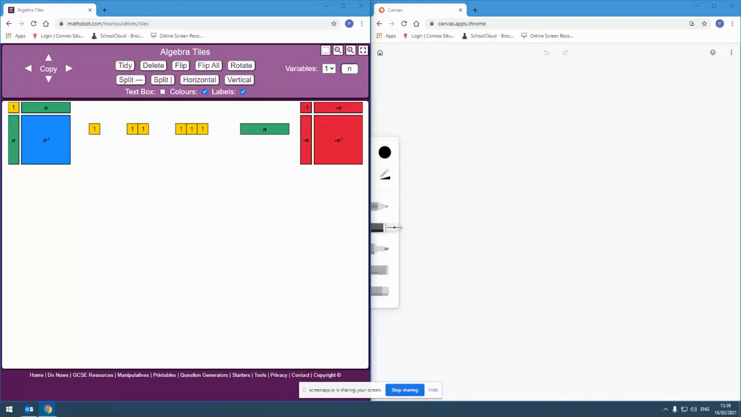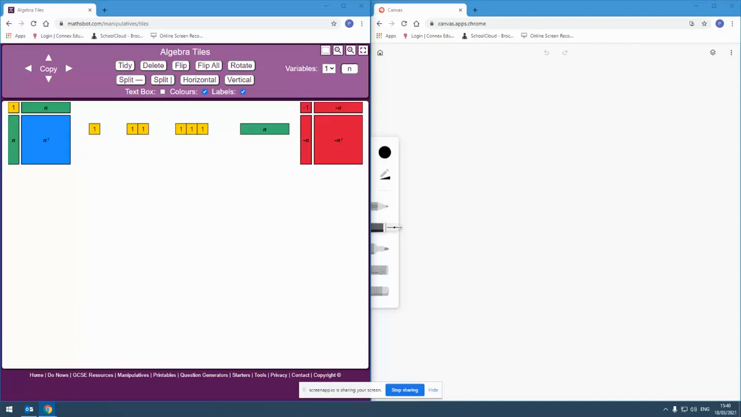Now, some of this obviously follows on from linear sequences and how we might look at linear sequences with pupils. So if you haven't yet seen my video around linear sequences, then it might be worth watching that first before looking at this, because we'll reference some of that stuff in this video.